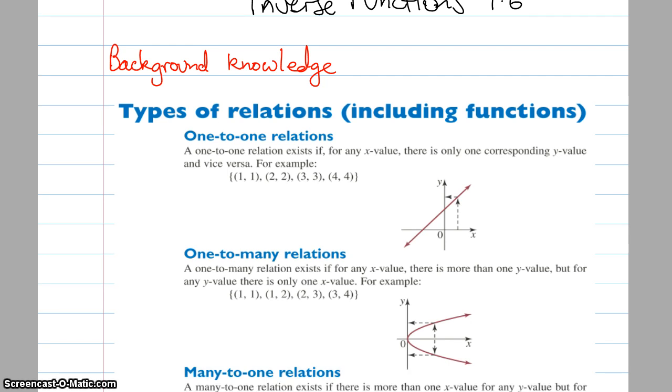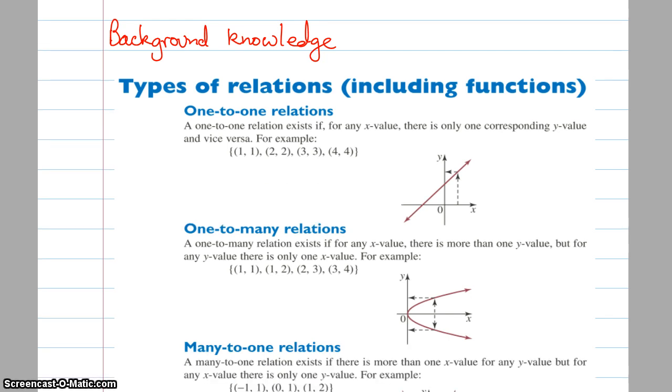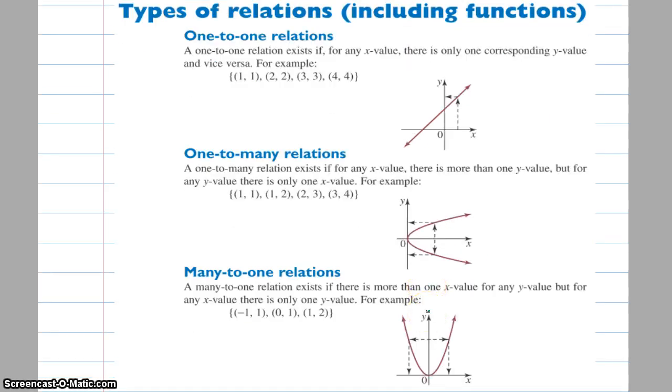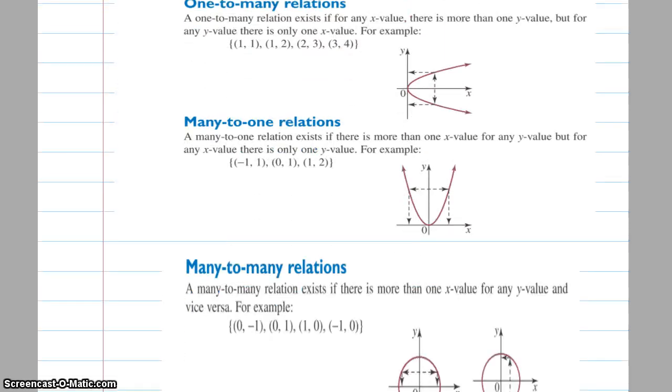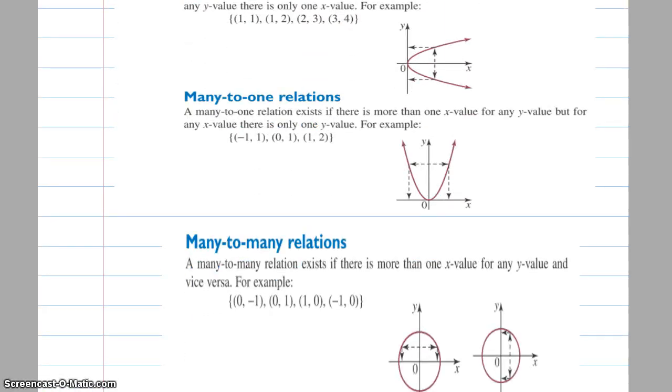in inverse. You also have one-to-many relations. That means that they have one x value, but they have many y values attached to that one x value, or more than one y value attached to that x value. As you can see, there's a diagram there. Many-to-one relationships have, for the one y value, many x values. And then finally we have many-to-many relations. That means that you get multiple x values for multiple y values. Often circles are that kind of thing.